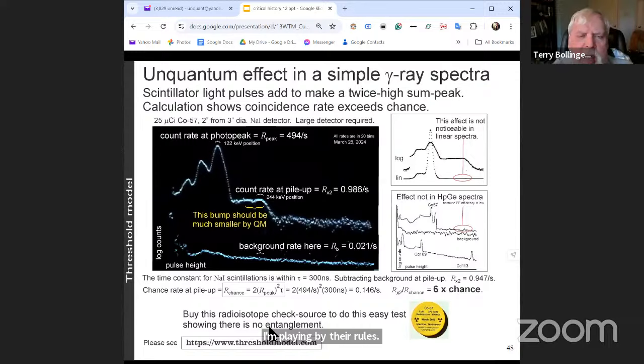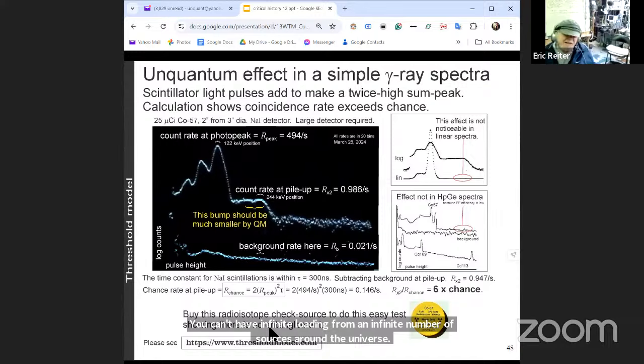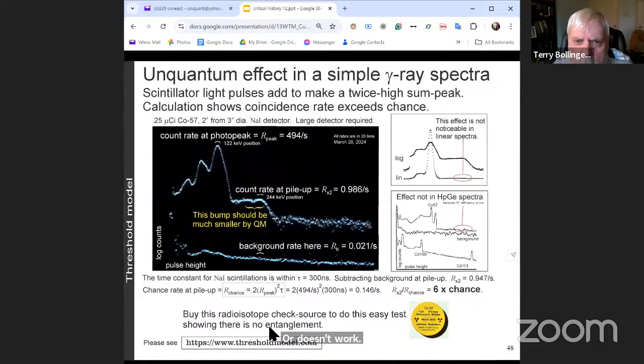Let me ask you a different question. Where do you get your preloading? The reason that Schrodinger abandoned this whole idea is it doesn't work. You can't have infinite loading from an infinite number of sources around the universe. It takes an infinite amount of time. So no, it's not like that at all. The continuum doesn't work. You agreed with that, right?